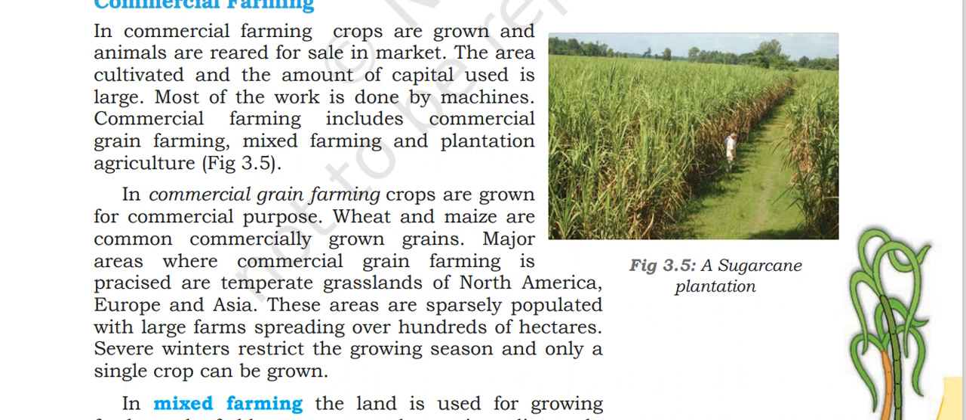In commercial grain farming, crops are grown for commercial purpose. Wheat and maize are commonly grown grain. Major areas where commercial grain farming is practiced are the temperate grasslands of North America, Europe and Asia. These areas are sparsely populated with large farms spreading over hundreds of hectares. Severe winters restrict the growing season, and only a single crop can be grown.